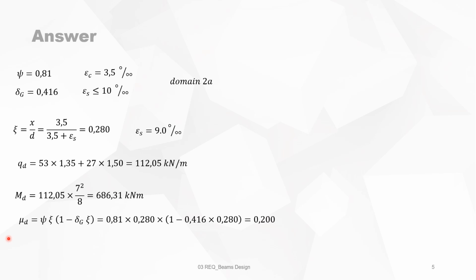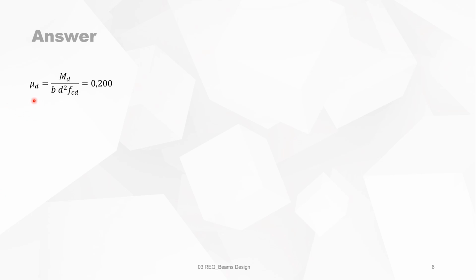From that, we can calculate in dimensionless units. The equilibrium equation is then mu_d equals delta times c times (1 minus delta times gamma c). We know those two values, and we can now substitute them in the equation, and we find a reduced bending moment of 0.2. First, we check if this is in area 2A. So we know this is in area 2A when mu_d is 0.2.